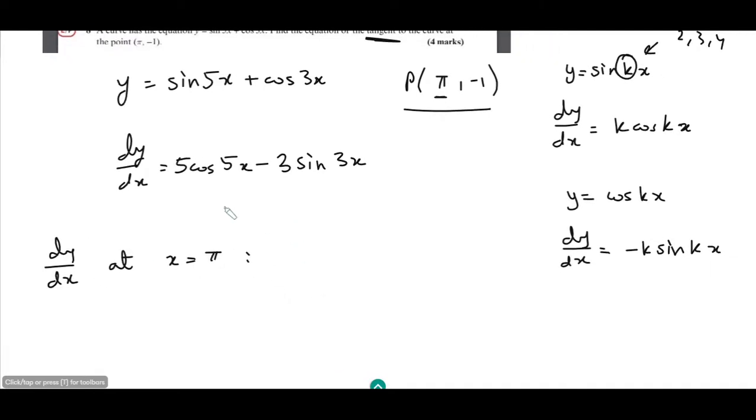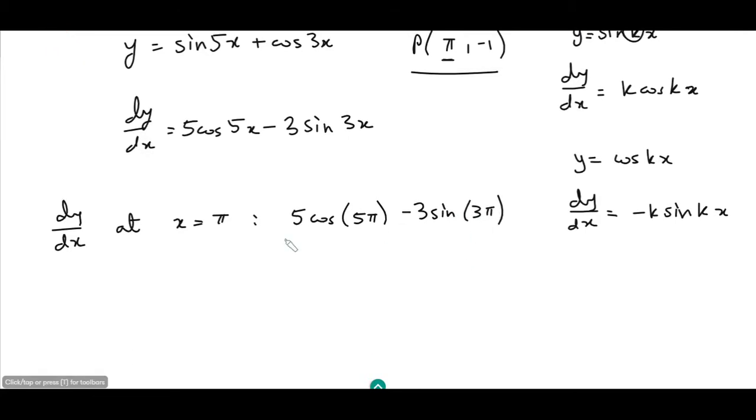What do we get? Well, we get 5 cos of 5 pi minus 3 sine 3 pi. And you can put these values in your calculator, and you would notice that what you get is dy by dx equals minus 5, because this goes to 0 and cos of 5 pi is minus 1. So what you're left with is minus 5.